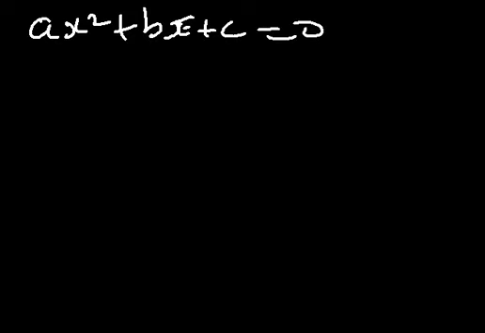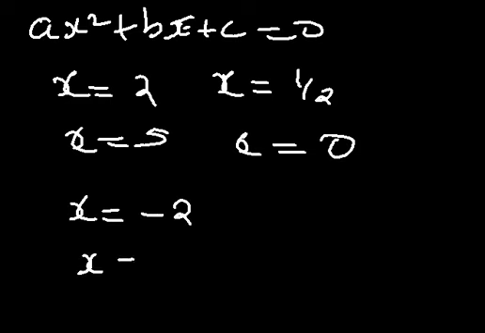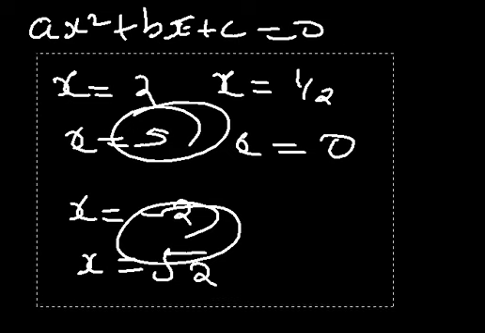Whenever we are solving the quadratic equation, we end up with two values of x, since the highest degree power is 2. Those values are said to be the roots. They can be, say, x equal to 2 or x equal to 5, or x equal to a half, or x equal to 0, or x equal to -2, or x equal to the square root of 2. So these are said to be the actual roots. Keep that in mind.